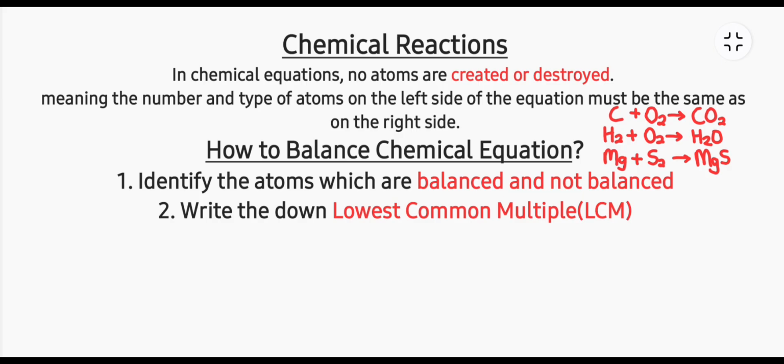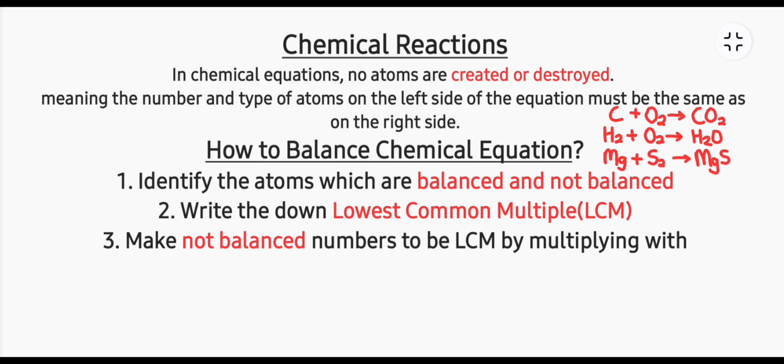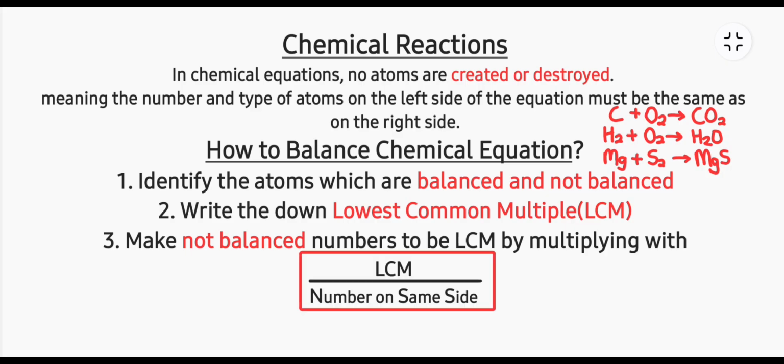I will write down the lowest common multiple of the atoms which are not balanced. So for those which are not balanced, I will write down what? I will write down the lowest common multiple of those. After that, I will make the not balanced numbers to be the LCM by multiplying with LCM over number on the same side.